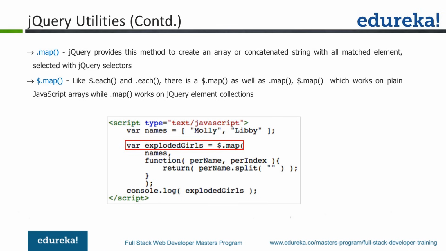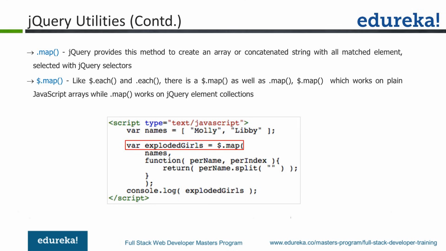Next is map. Now, map is very useful. Let's suppose you wanted to take an array and create another array out of it which just contains the capitalized words. So you want to take a list of names.